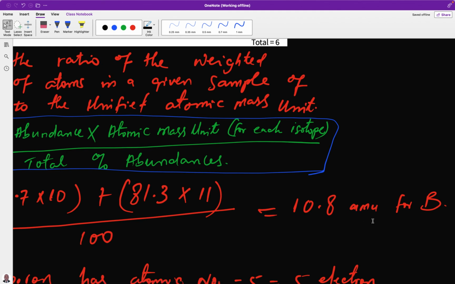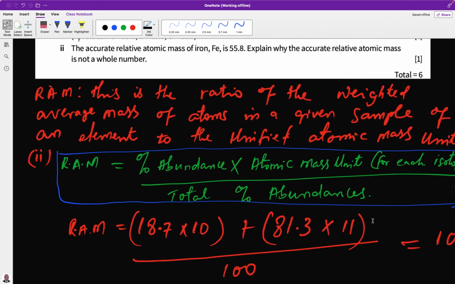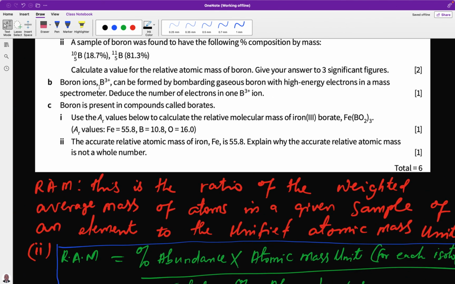That is the relative atomic mass for boron. We went further again, and they asked us, boron has this cation. The cation there is B3+. How many electrons are there?